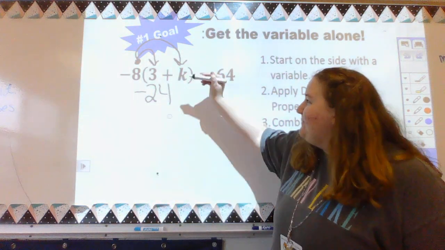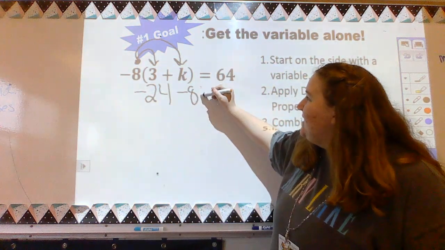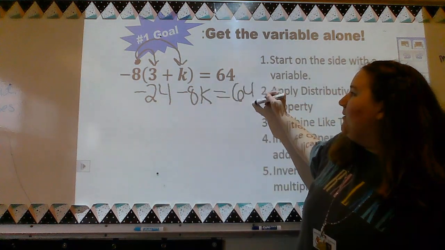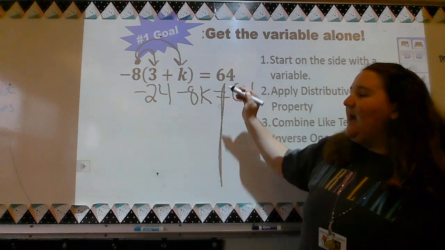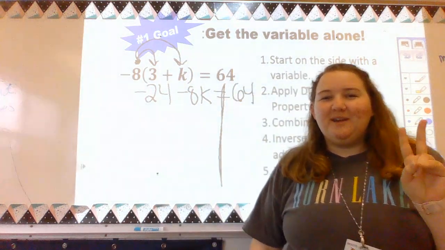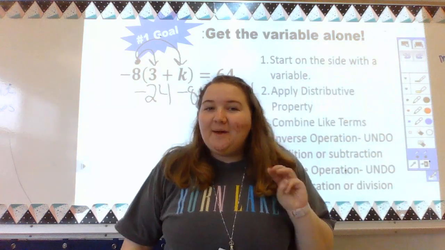Okay. And then I'm going to do negative 8 times k. And negative 8 times k is negative 8k. Bring down your equal sign. Bring down your 64. Draw a line through your equal sign. We have located our variable. We have distributed. Now we're going to check and see, can we combine like terms?